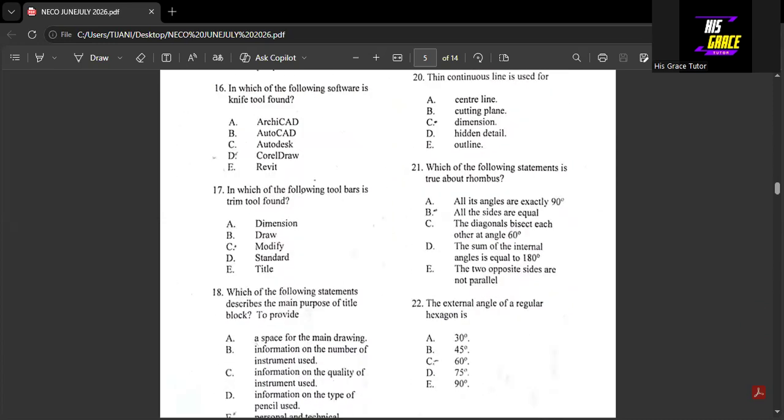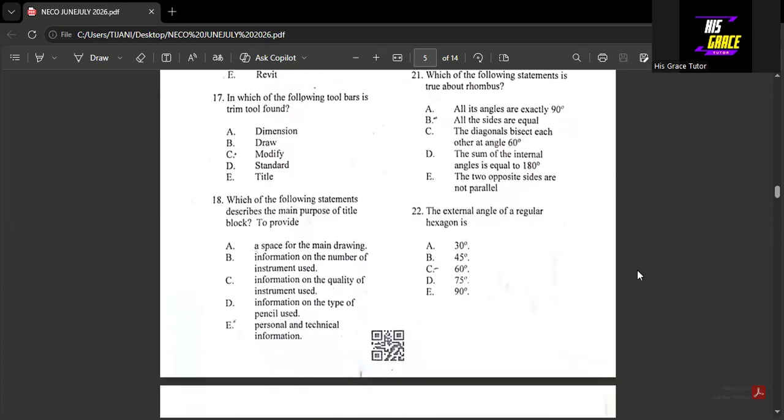Then question 21 says, which of the following statements is true about a rhombus? We have that all its angles are exactly 90 degrees. That is not correct. All the sides are equal. So all the sides of the rhombus are equal. So option B is the answer to question 21.